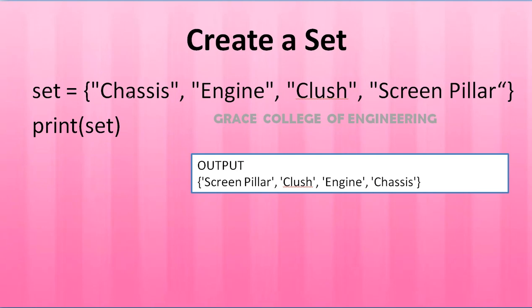You might think our order is chassis, engine, clutch, screen pillar, but the output is in a different order. That is, a set is unordered, so the items will appear in random order. Remember that a set is unordered.